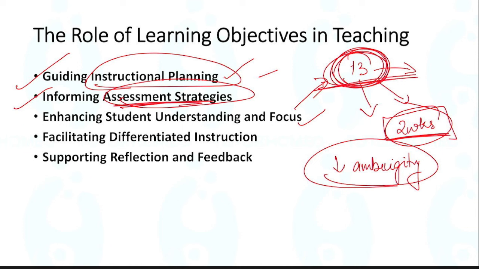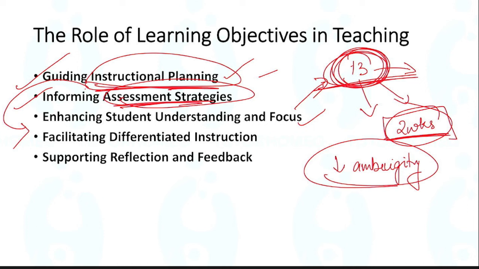So that will increase their motivation also on the certain thing. Next is facilitating differentiated instructions. Because we know the learning objectives, what has to be taught to the students, and also because of our knowledge about the learners, we can tailor the instructions. This instructional planning is there, right? We can tailor them accordingly to the student's need. According to the student's need, we can appropriately provide the support and enrichment and resources to the student, so that the students can progress towards their goals.